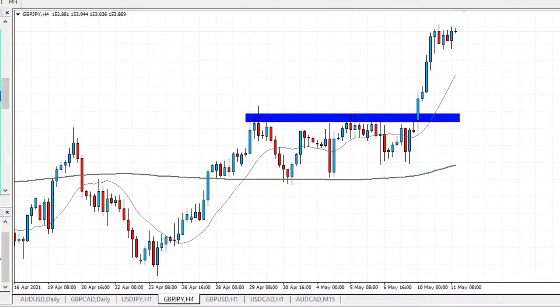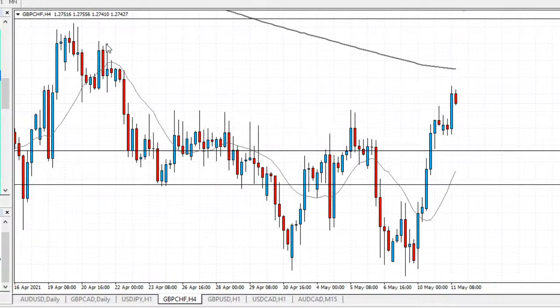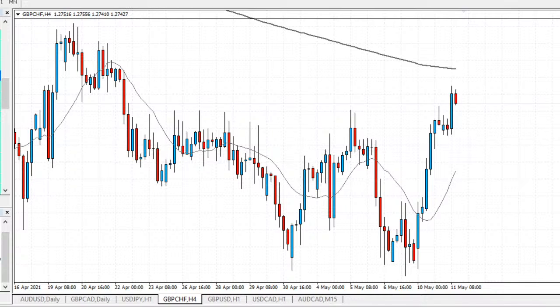Another GBP pair, GBPCHF, again another big push to the upside. I was trading this one a couple of weeks back, looking for a move to the upside. It didn't really break through the resistance that I was looking to break. It came right down, so I exited the trade, and it came back down to retest that area, and as you can see, it is now breaking through that same resistance in the market.